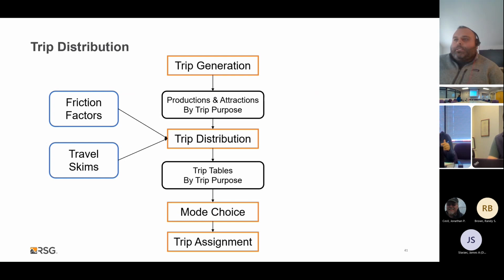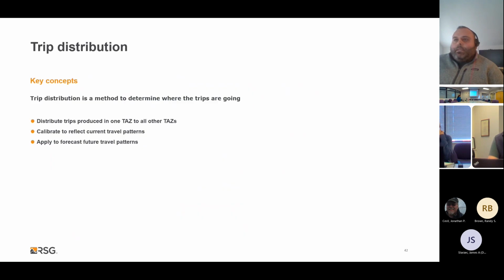So in trip distribution, this takes your productions and attractions by purpose from trip generation and produces trip tables by purpose for mode choice. And friction factors are estimated from survey data and travel skimming data that is essentially zone to zone travel times. And those are factored as a level of impedance in the trip distribution model.